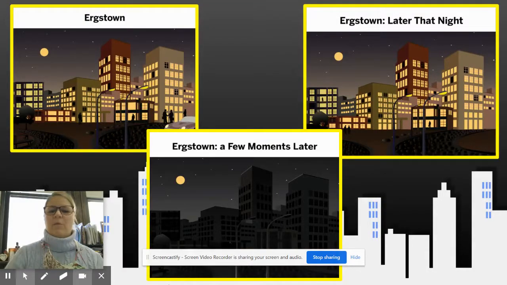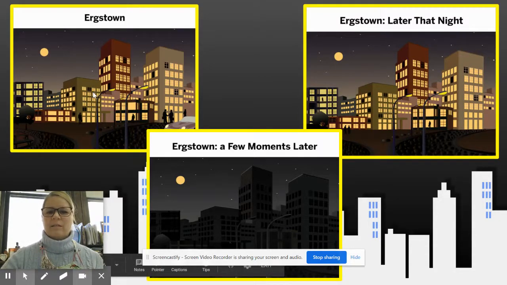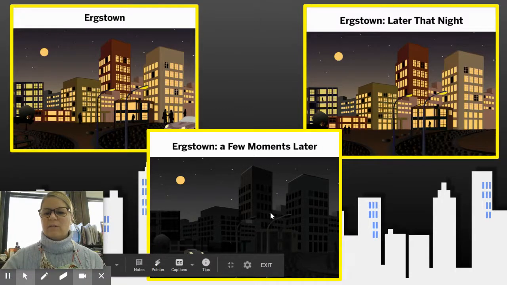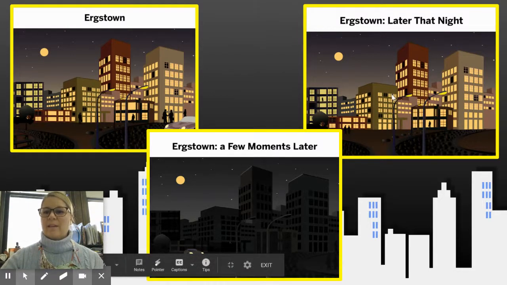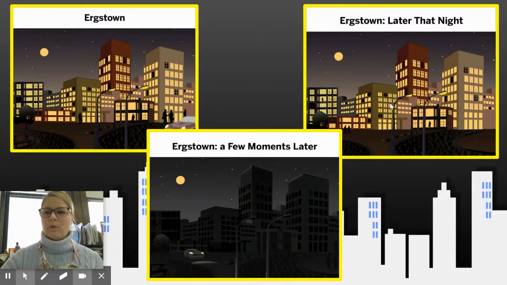Look at these pictures again. I put them all together for you. We have Ergstown, the beginning of the night. A few minutes after that, this is Ergstown. What do you notice? And then later that night, this is Ergstown again. We need to compare these three pictures, and that will be part of your Seesaw activity for today. So make sure you've taken notes along the way. Ergstown, the beginning, a little bit later, and then later that night, even more towards midnight. What does it look like?